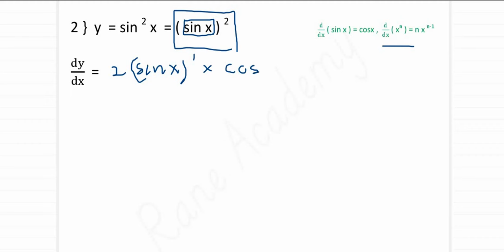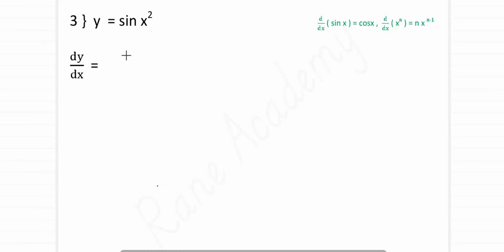So the derivative of sin square x is 2 sin x cos x, which can be simplified by a standard result, sin 2x. So we have a result sin 2x is 2 sin x cos x. So the derivative of sin square x is sin 2x.